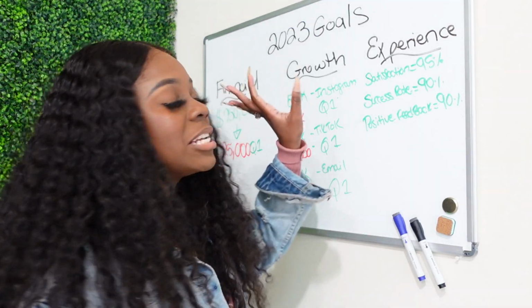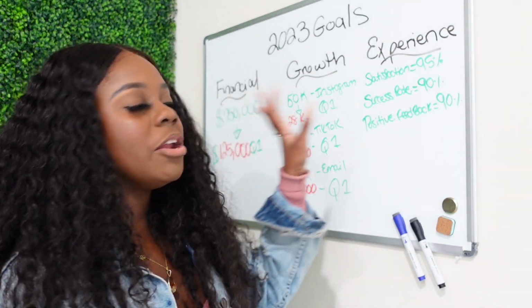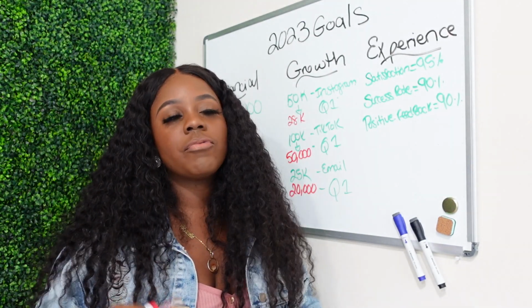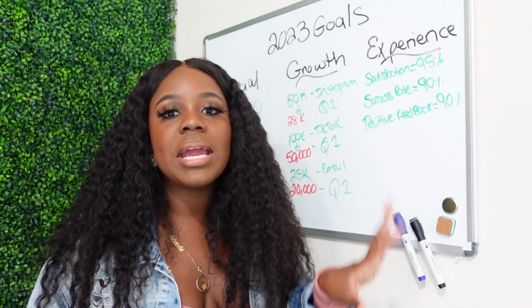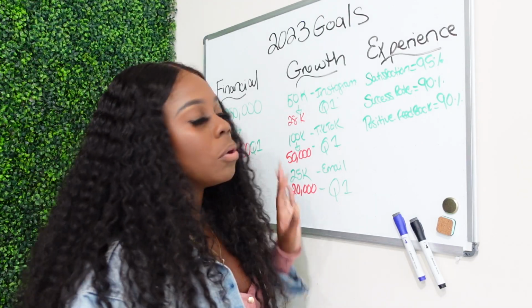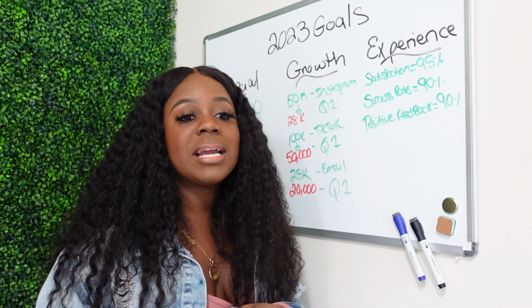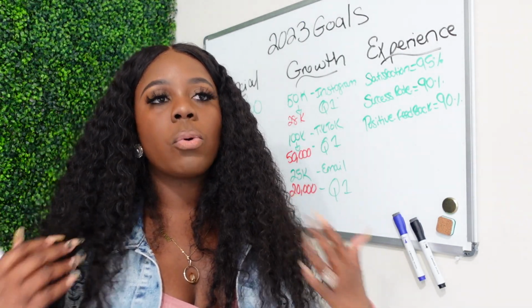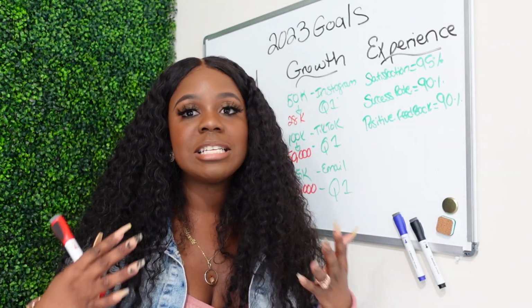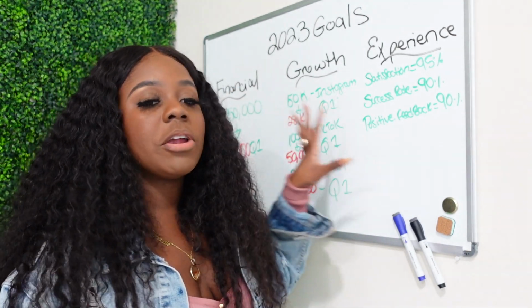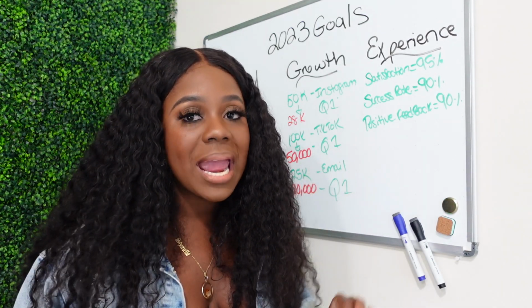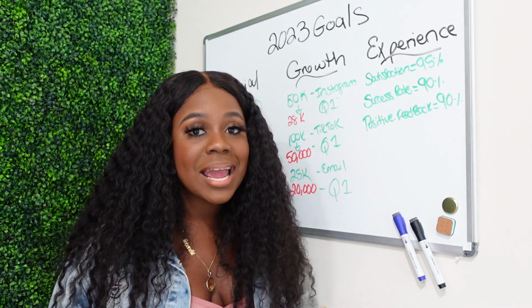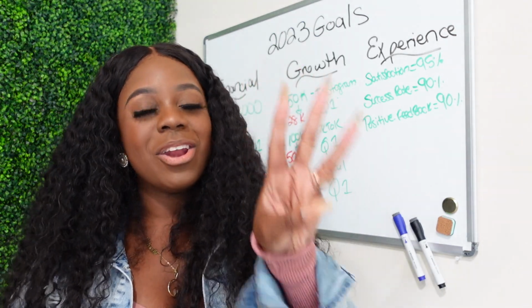And then I have my experience goals, where I've set my satisfaction rate, success rate, and positive feedback rate. So these are the 3 areas that I set goals in: financial, growth, and experience. And I break those things down into quarterly goals so they are bite-sized pieces for me. This is important for you to do in terms of content strategy because it helps you create a game plan for your content, which is actually step number 3. So let's get to it.